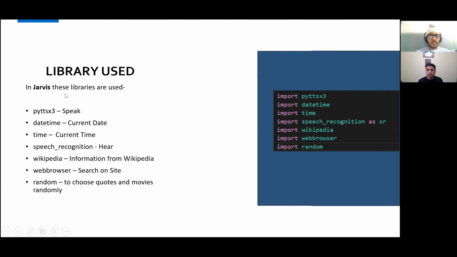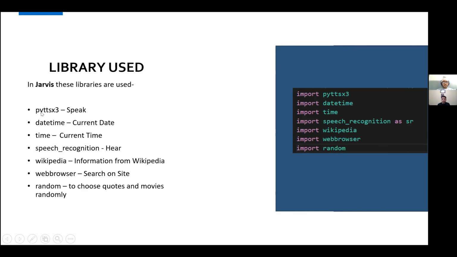Libraries used. In Jarvis, these libraries are used: pyttsx3 for speaking, datetime for the current time, speech recognition so that Jarvis could hear us, Wikipedia to get information from Wikipedia, webbrowser to search on sites, and random to choose quotes and movies randomly.